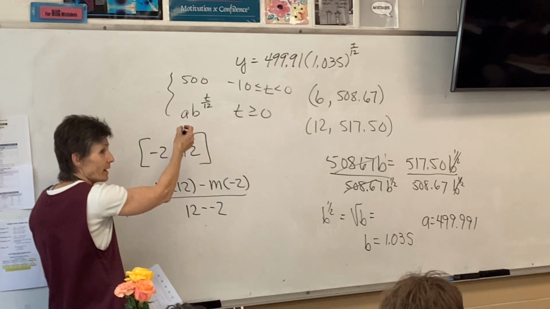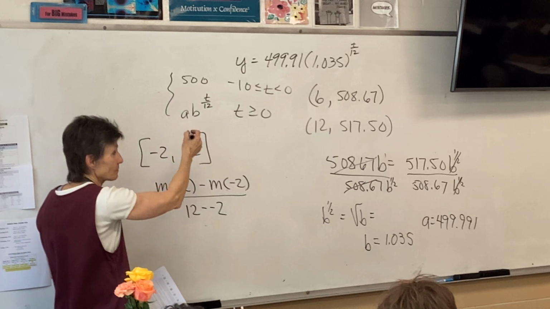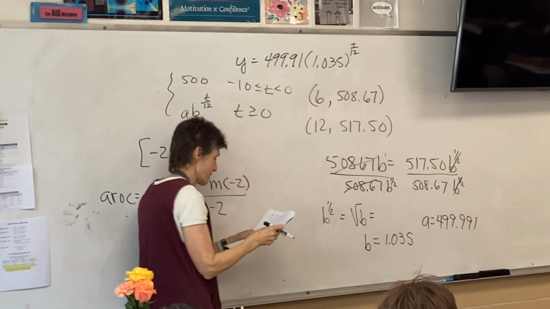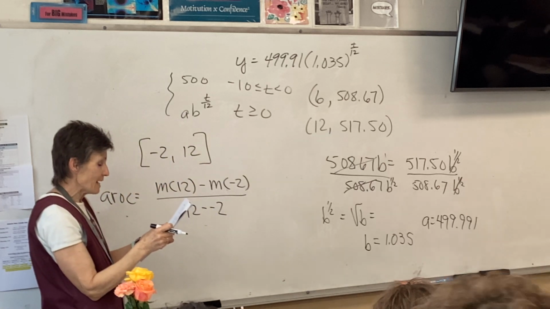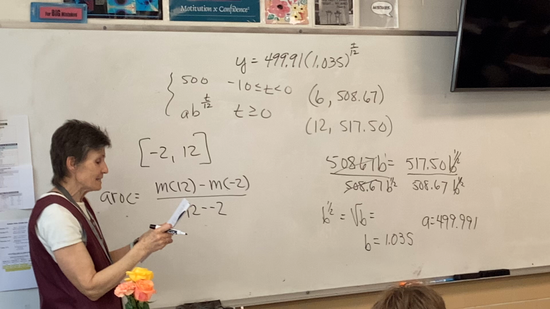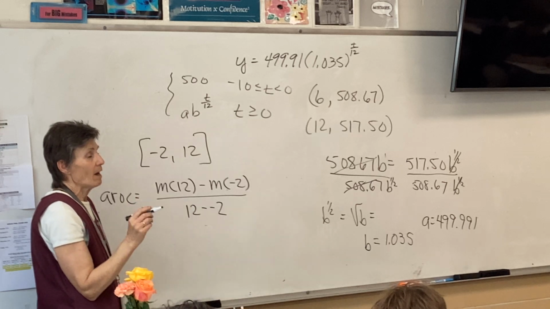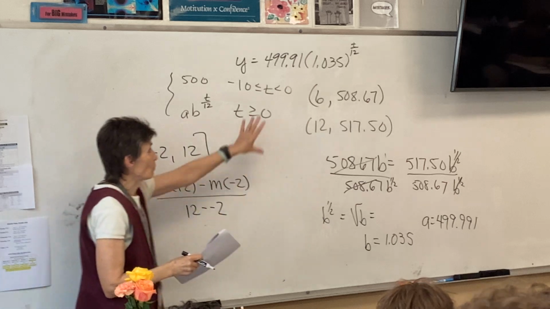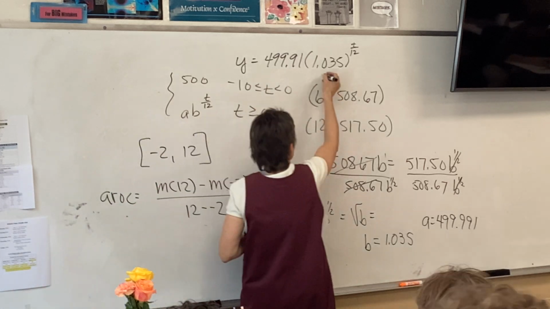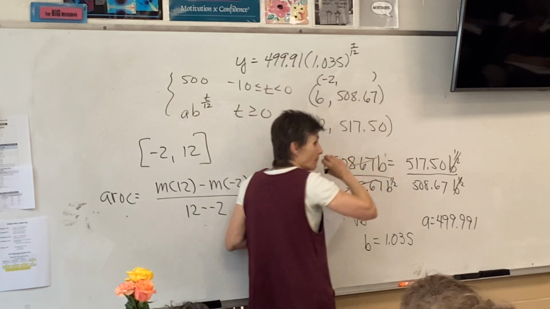And then here's my data. Right here's my data, use the data. Okay? So from t equals -2 to t equals 12. Now, -2 isn't one of my data points. I don't have a data point that says -2 comma whatever.